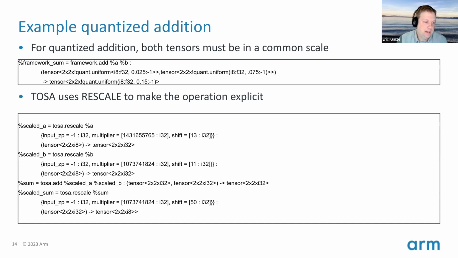We do incorporate zero point in the rescale. It's a common enough feature in quantized networks that it seems important. That happens outside of the multiply shift; it happens to the value before you apply the multiplier and shift. Then once we've done the addition, we just apply the same concept to rescale back from the 32-bit value to the 8-bit value. And then you would go on in the process. Okay, next slide.